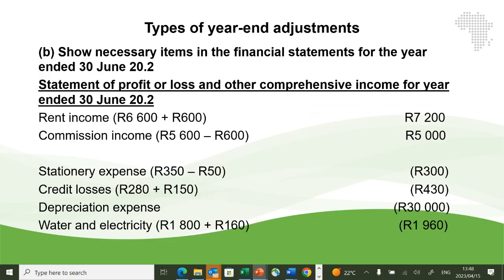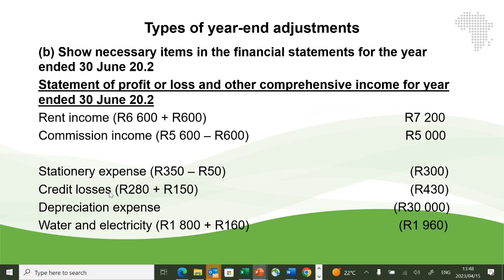Stationery expense, you were told that they purchased 350. Now, the one that is on hand that has not been used, how much? It's 50. That's why we are minusing, because what we're trying to record in this statement is the stationery that was consumed during the current financial period. It was only 300. 50 was still on hand. That's why we are minusing it here.